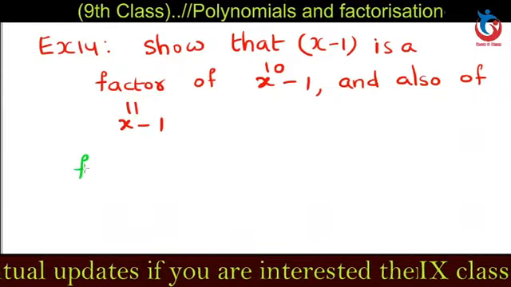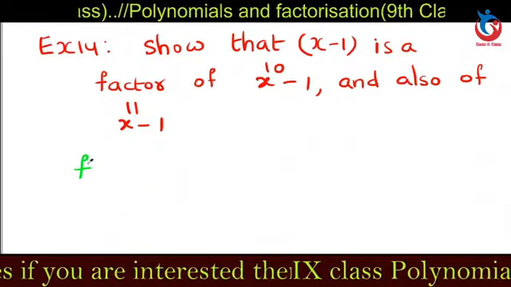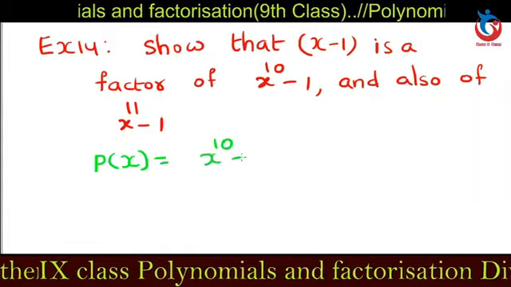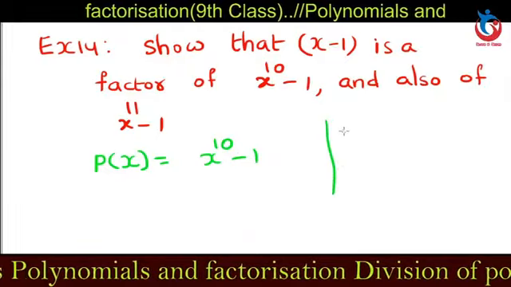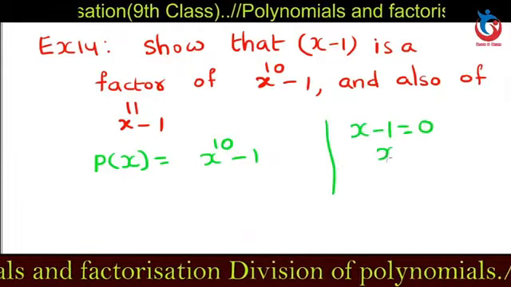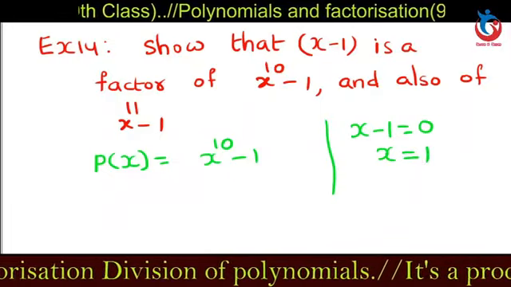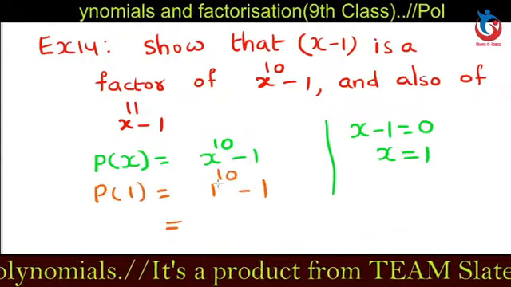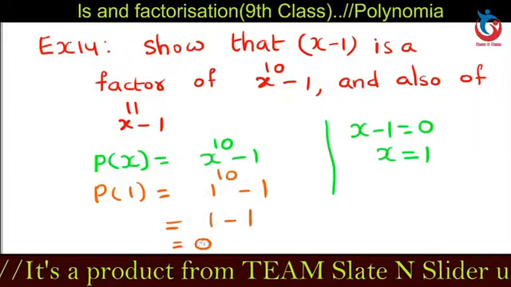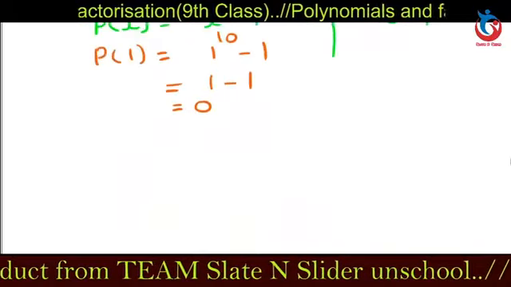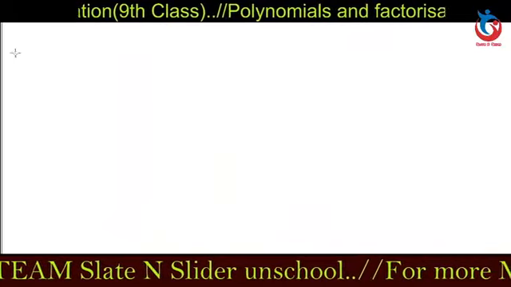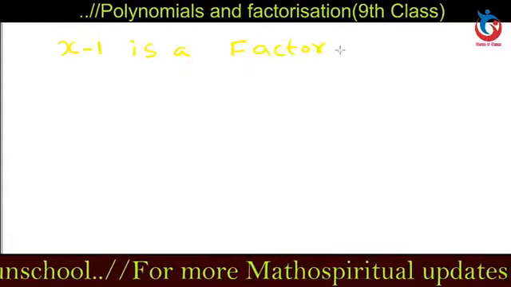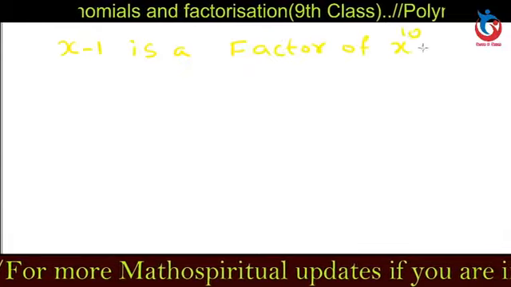So let us suppose that p of x is equal to x power 10 minus 1, and find the zero of the divisor. x minus 1 is equal to 0. So we write x is equal to 1 and substitute. So p of 1 is equal to 1 power 10 minus 1. 1 power 10 is 1. 1 minus 1, that is equal to 0. From this the remainder is 0. So we can write x minus 1 is a factor of x power 10 minus 1.